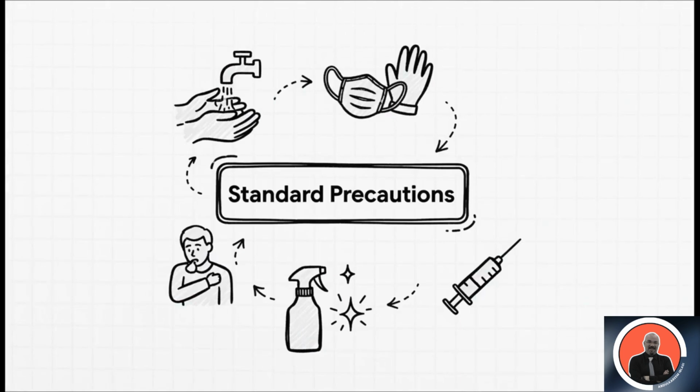So what are these standard precautions we use every day? Well, it's the stuff that should be second nature. We're talking about meticulous hand hygiene, using personal protective equipment, or PPE, like gloves and masks when you need them, practicing good respiratory hygiene like covering your cough, making sure injections are always safe, and of course, keeping the environment clean and disinfected. These are the non-negotiables.